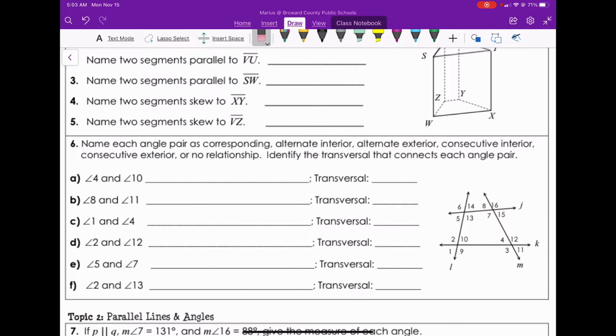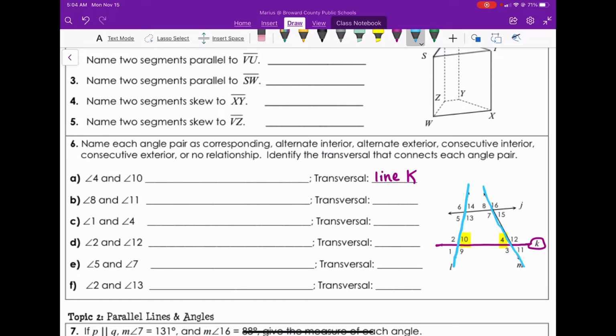Let's take a look at A. Angle 4 and angle 10. Angle 4 is here. Angle 10 is right there. They are both on line K. So K is the transversal, which means that the other two lines, L and M, would be the other two lines that we're comparing.